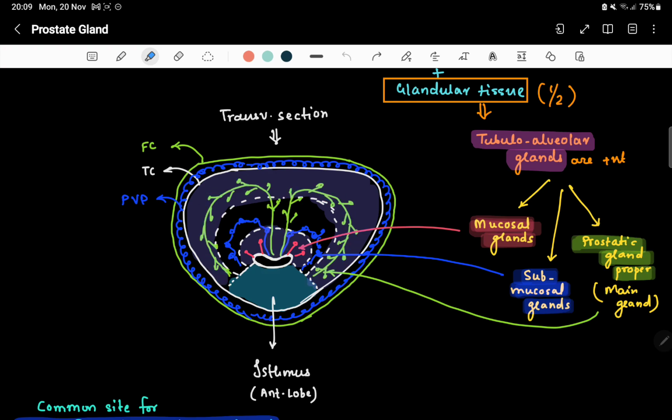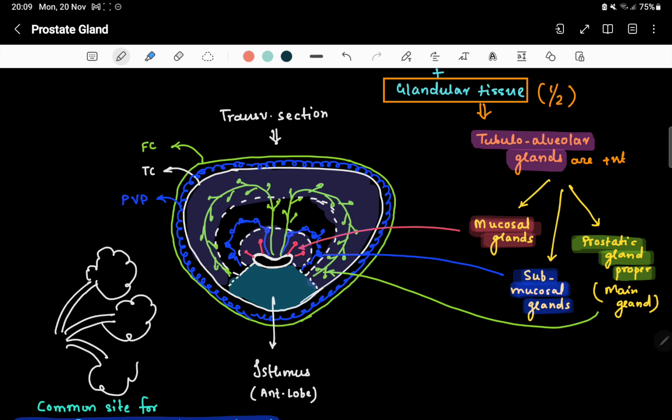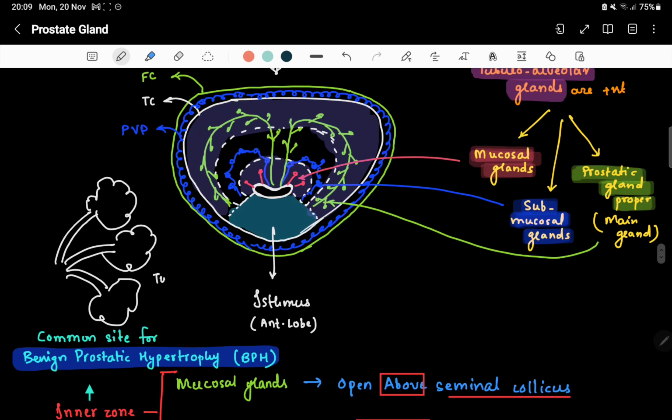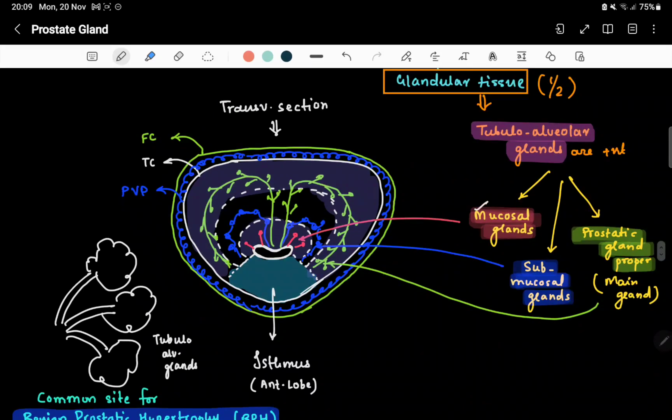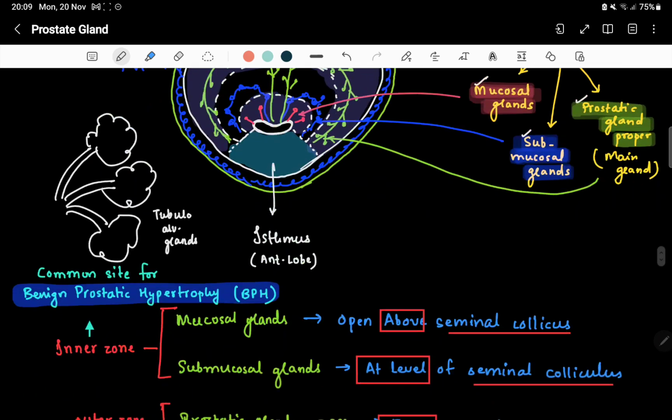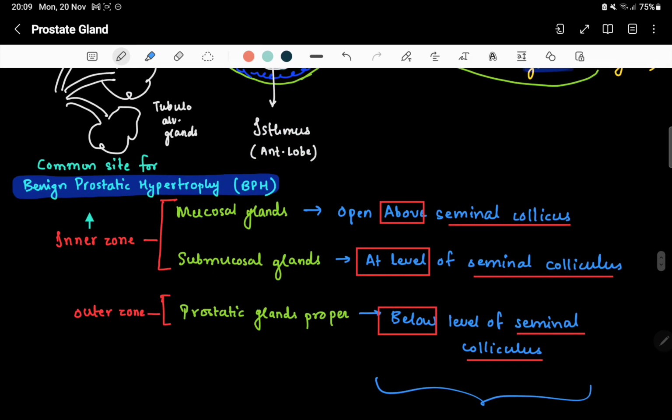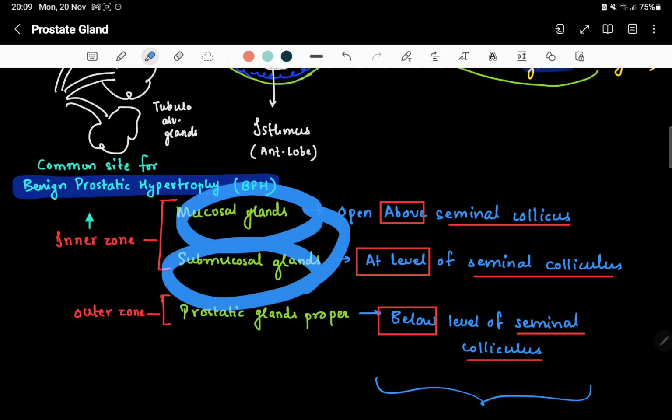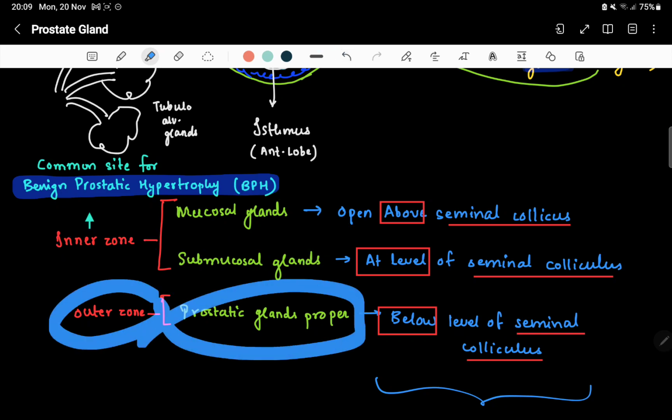And you know about the tubulo-alveolar gland, a gland shaped like this. This is a tubular part, and we have the alveolar part of the gland. This type of gland is your tubulo-alveolar gland. We have three types: the mucosal gland, submucosal gland, and the prostatic gland proper. We have the inner zone containing your mucosal glands and the submucosal glands, and the outer zone containing your prostatic glands proper.